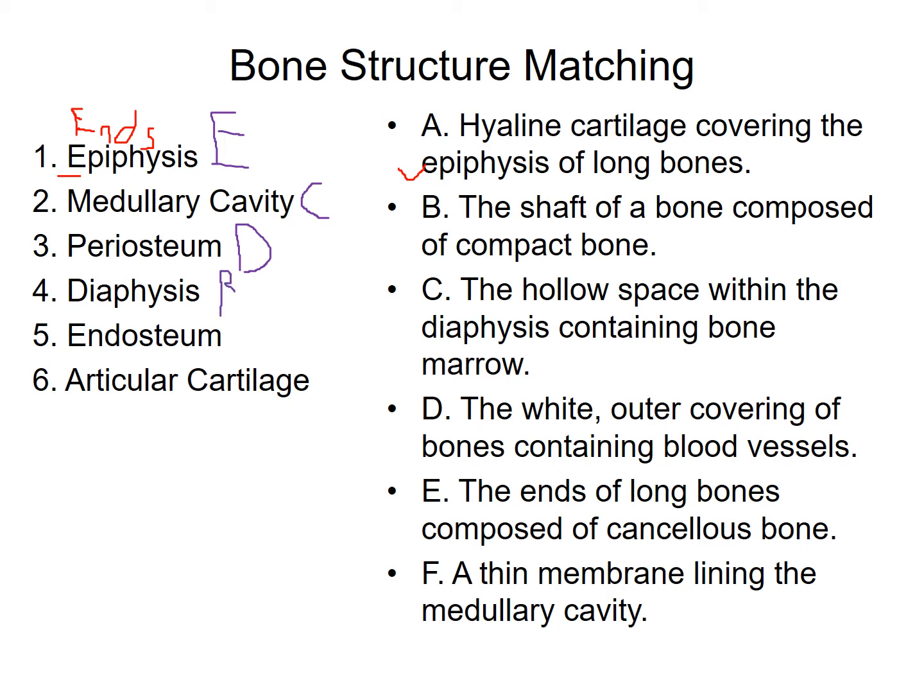And then we're just down to our last 2. So we have A and F. And if you read A, it says hyaline cartilage, right, covering the long bones. So that's going to kind of match the articular cartilage, right? And then we're left with number 5, the endosteum. Endo means inside. And as you can read the definition here, a thin membrane lining the medullary cavity. And the medullary cavity, remember, is in the inside, medial or middle part of the bone. And therefore, that matches. So endosteum would be the letter F. And then by default, articular cartilage is always going to be hyaline cartilage.